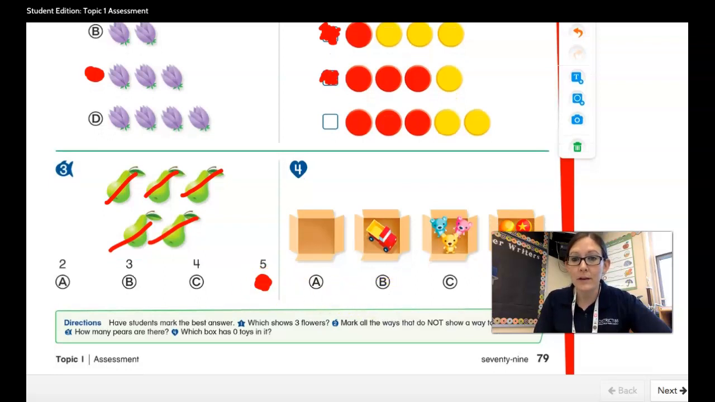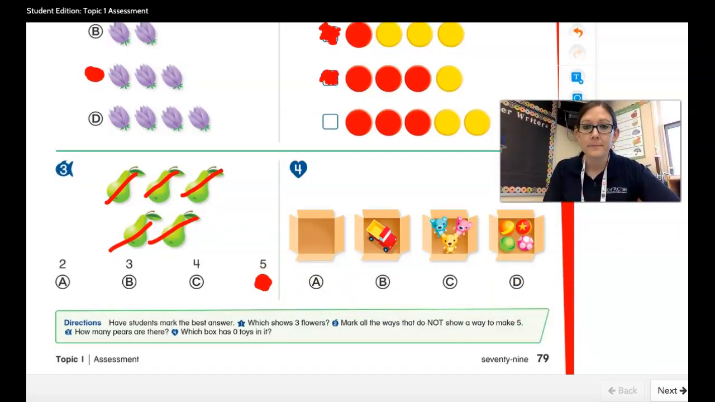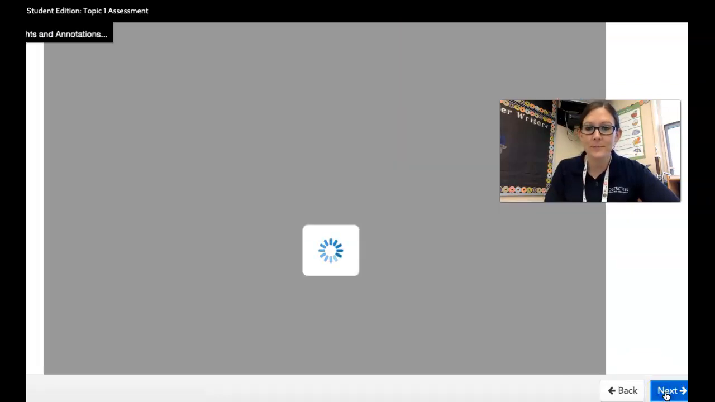All right, let's scoot over here to number 4, heart. Fill in the bubble for the box that has 0 toys in it. Do you see it? Which one has 0 toys? You're right. It's A. Bubble A goes with the box that does not have any toys in it. And the number that stands for none is 0. 0 toys in that box. All right, very good. Let's turn the page.